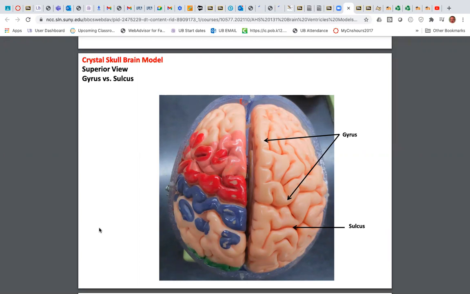And when we talk about the brain and the brain model, that includes not just different centers and lobes of the brain, but also cranial nerves. You will have to identify some of the cranial nerves as well.